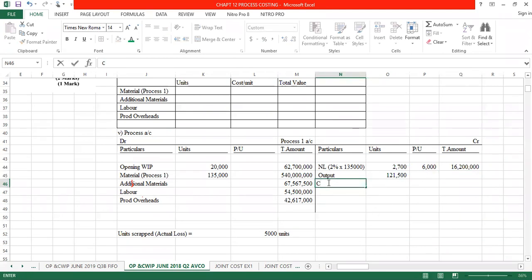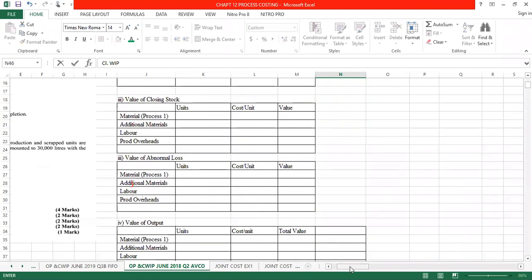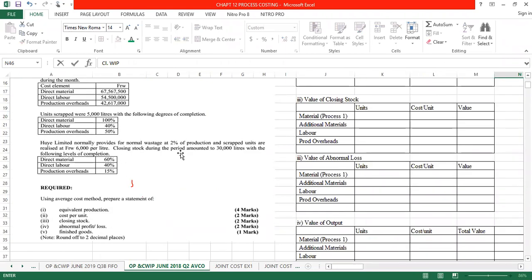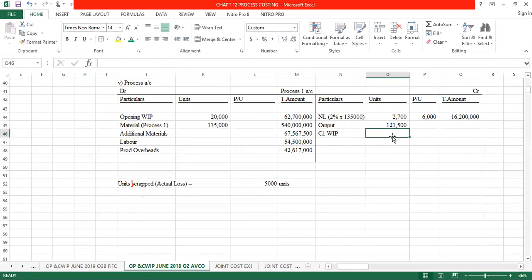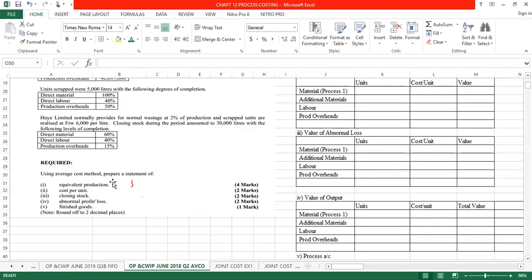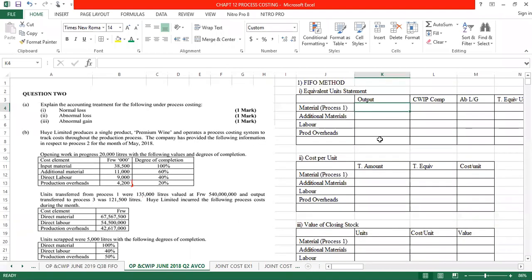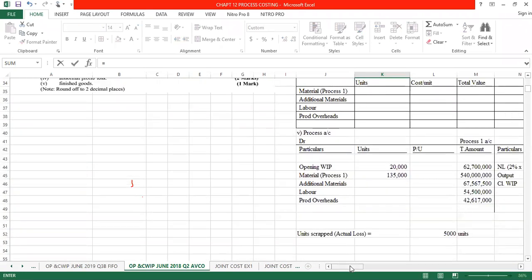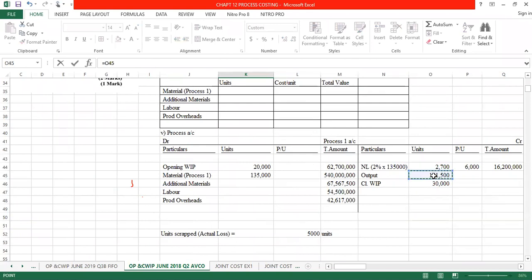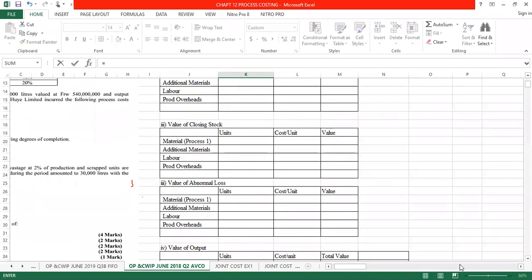Now, next, what is remaining is closing work in progress. Were we given closing work in progress? Yeah, closing stock during the period amounted to 30,000 liters with the following completion. Now, which method have you been told to use? Average cost method. So average cost method, we start with output units. What are our output units? Our output is 121.